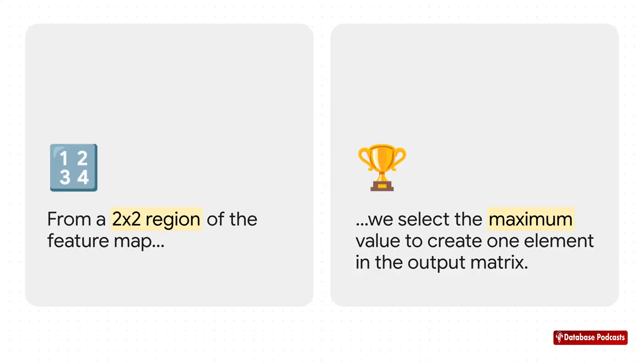A really common type of this is called max pooling. Here, we just take a region of the feature map, like a 2x2 block, and we just pick the biggest number from it. We're pretty much just asking, hey, what's the most important, most prominent feature in this little neighborhood?